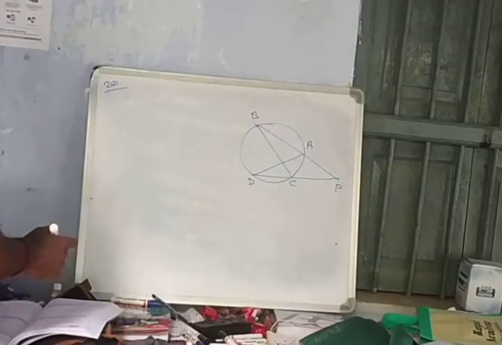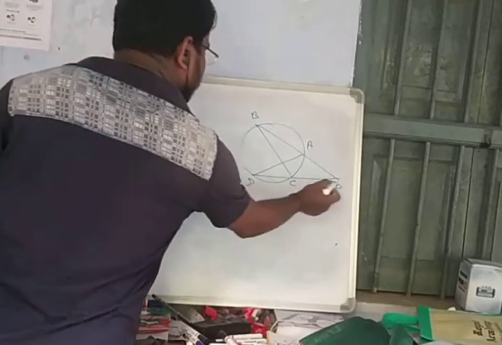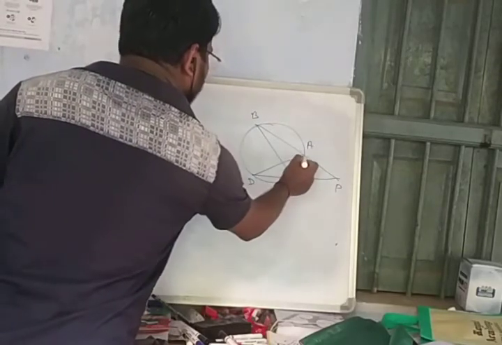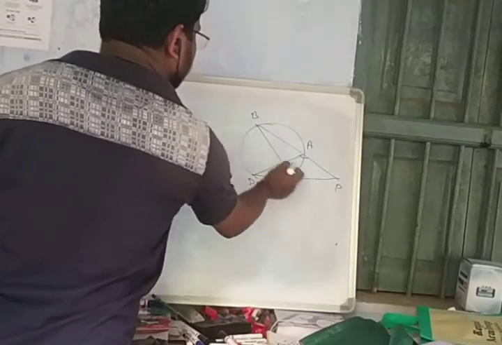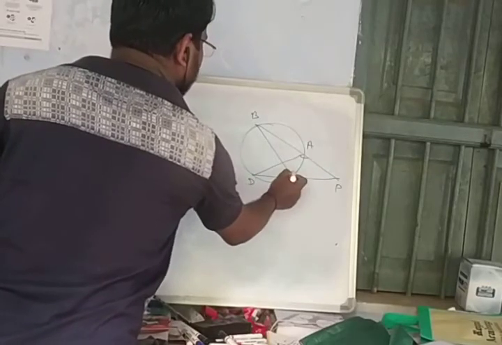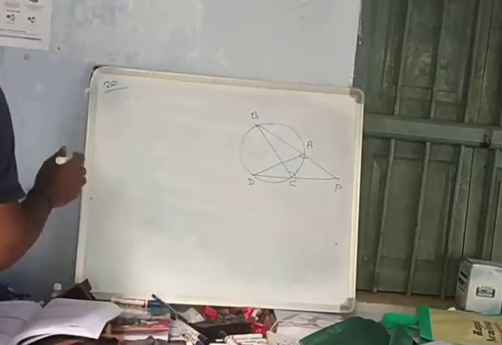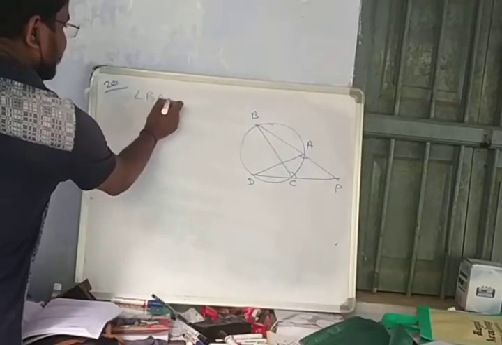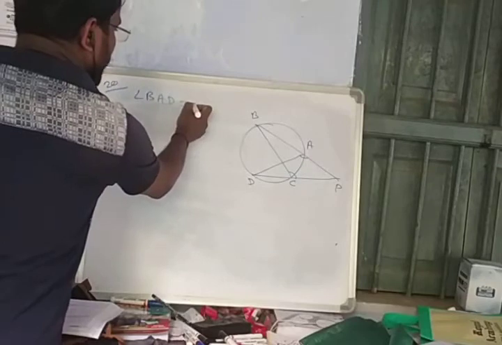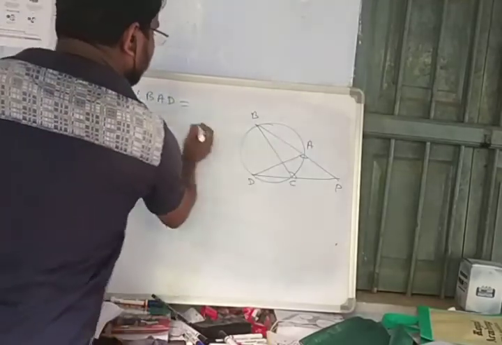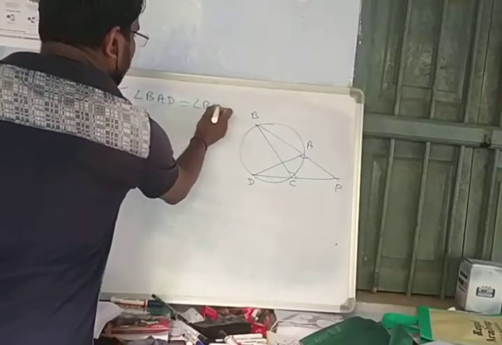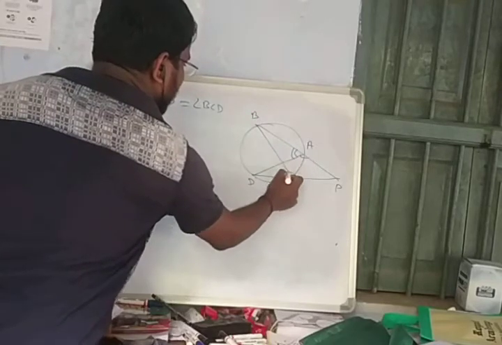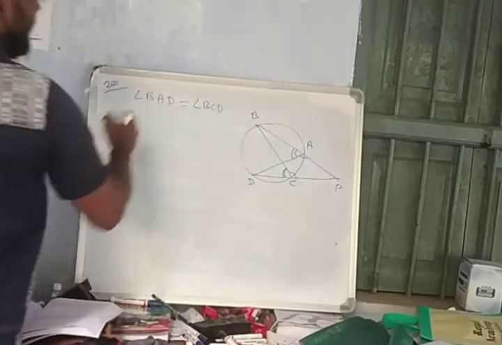In the given figure chords BA and CD intersect at P. Prove that PAD equals PCB. Prove that PAD, this angle, equals PCB, this angle. Okay, let's see. At first we can say that BAD equals BCD. Why? Angles in the same segment on the arc BD.